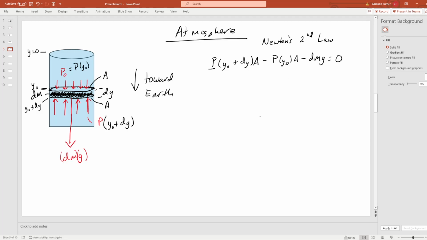And so what we want to do here is apply some of the ideas that we've already discussed with this dm right here. Okay, so first things first, we're going to put P of y naught plus dy minus P of y naught equals dm g. But remember that dm is going to equal rho dV. And here for dV, this is just A times dy.